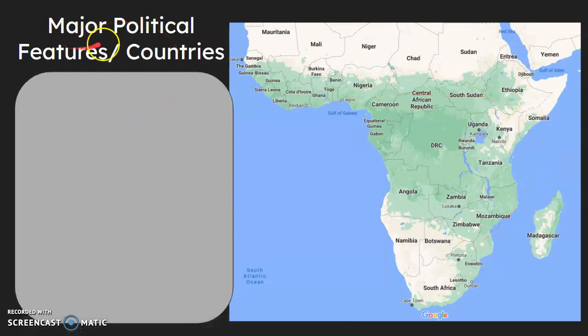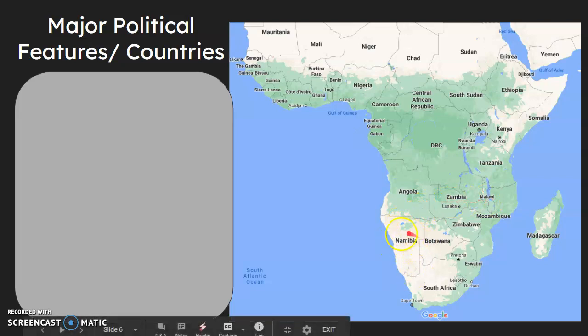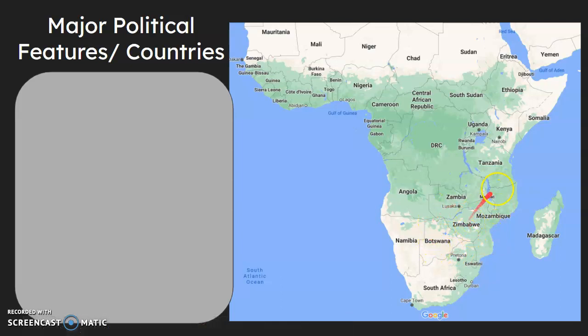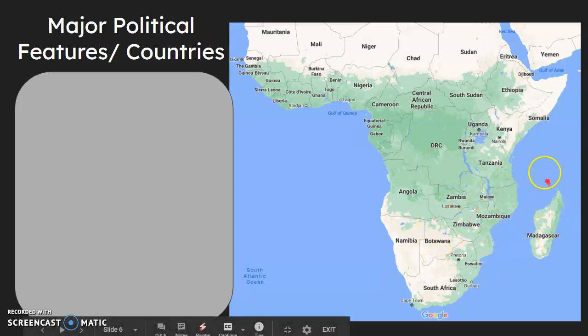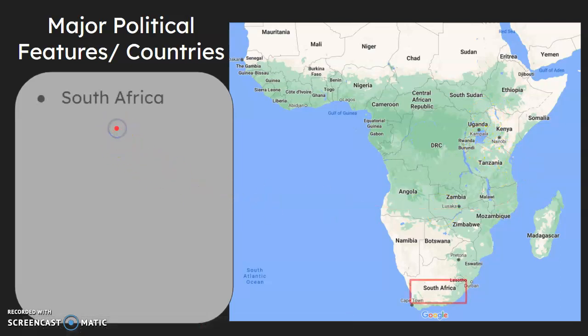So what are some major political features, specifically countries in this region? If you notice, there are a lot of different countries. So all of those shapes with names, these are your countries. Namibia, Botswana, Zimbabwe, the island of Madagascar, Kenya, and so on. So here are some of them.